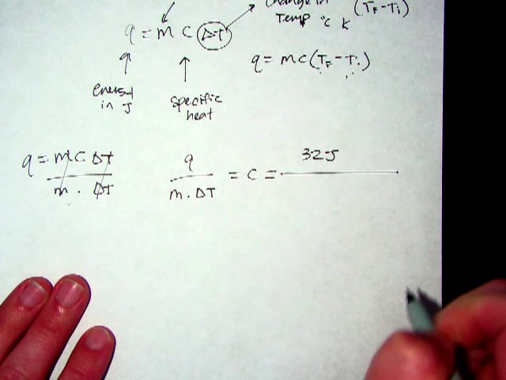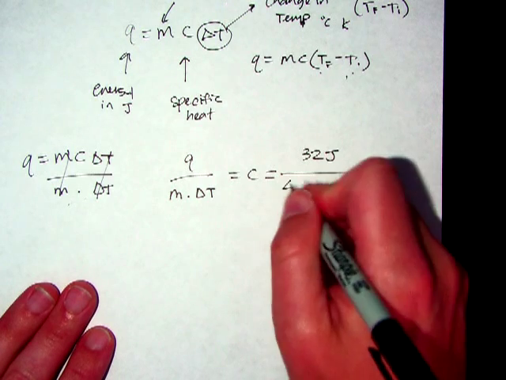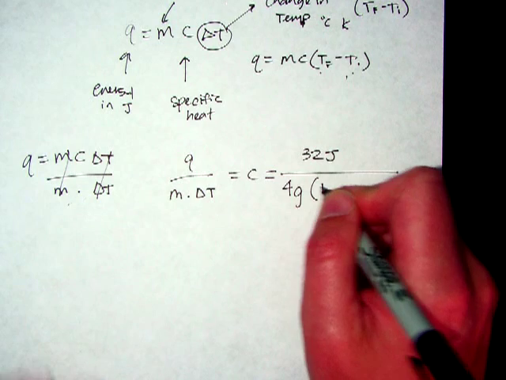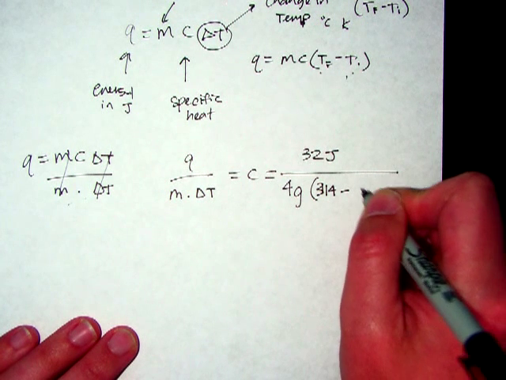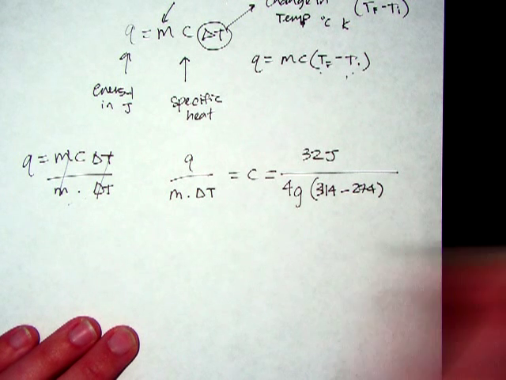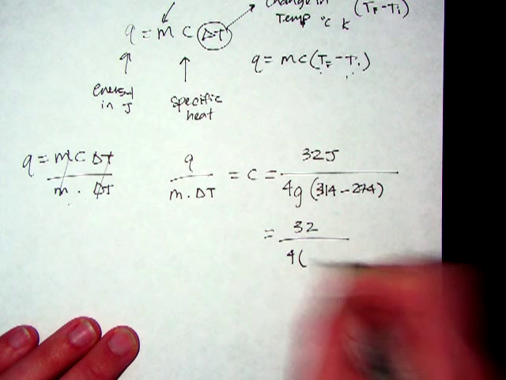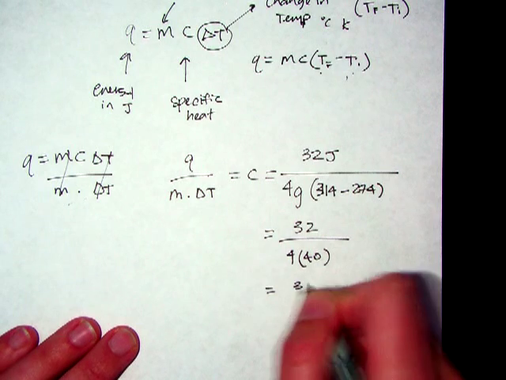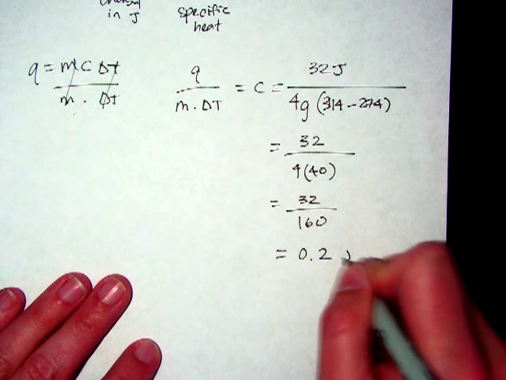And then the mass, what's the mass measured in? Yeah, 4 grams. And so grams is mass, so 4 grams. And now final temp minus initial temp. The final temp was what, 314? And the initial temp was 274. If you simplified it, it would look like 32 over 4 times, what's that, 40? If you simplified that, it would look like 32 over 160. And if you simplified that, it would look like 0.2. And your label would be joules per gram times Kelvin.